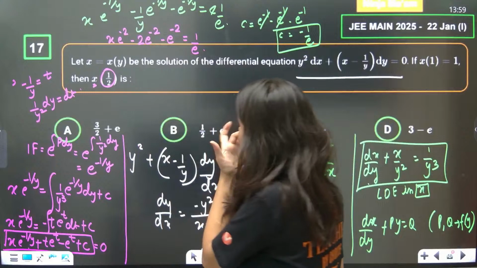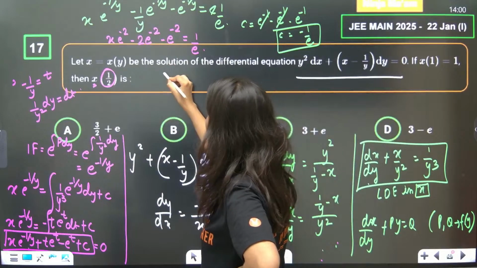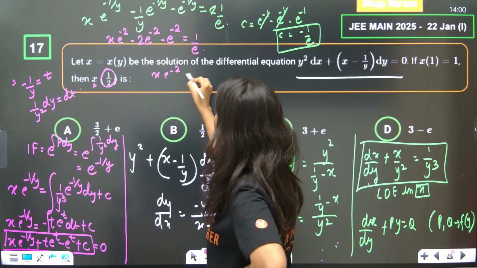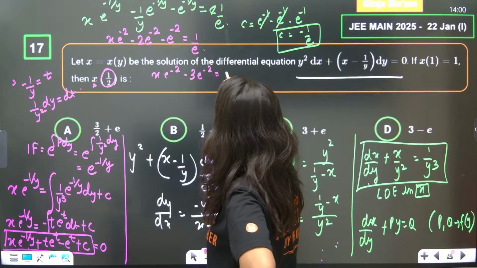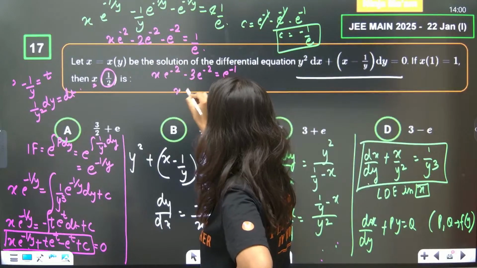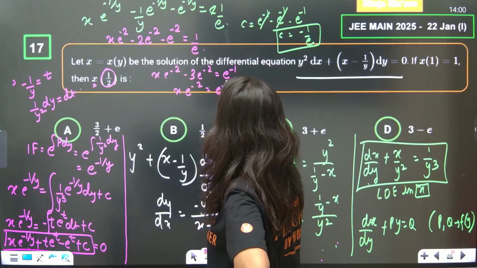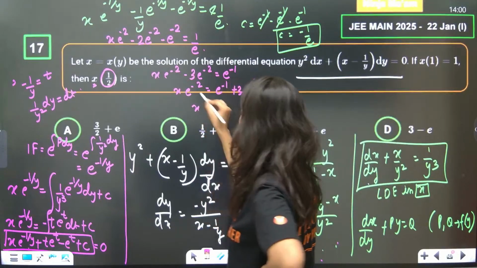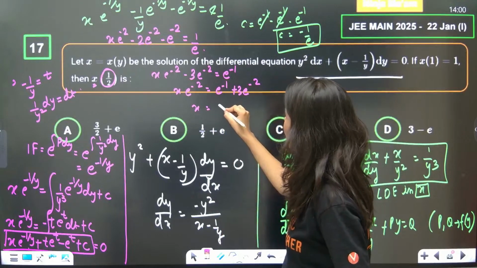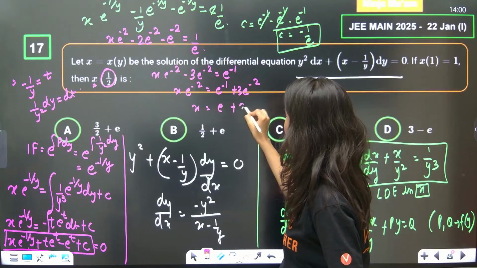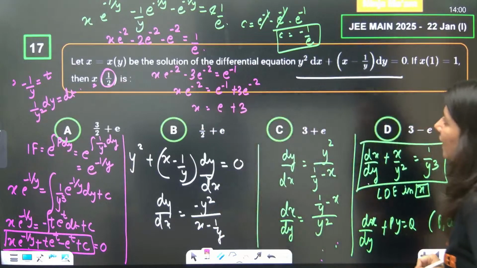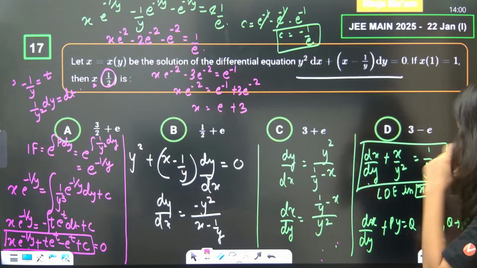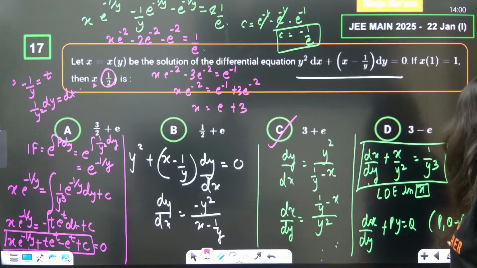Correct? So now this is what? x e power minus 2 and this is minus 3 e power minus 2 is equals to e power minus 1. So x e power minus 2 is equals to e power minus 1 plus 3 e power minus 2, and this is what? e plus 3, something like that. E plus 3 is matching with option C. Correct?